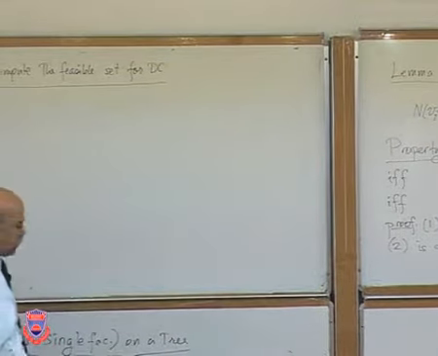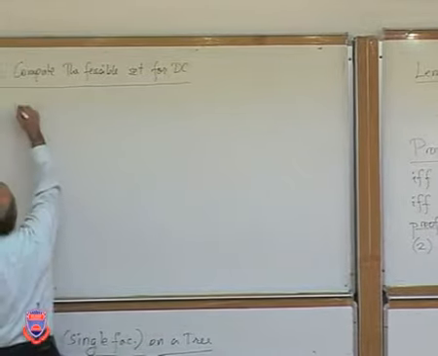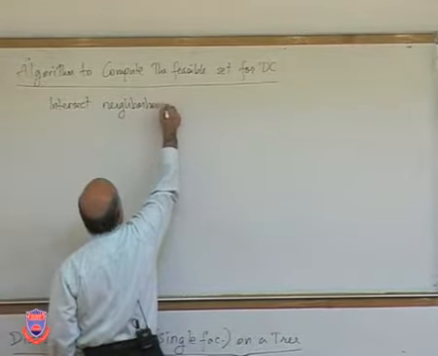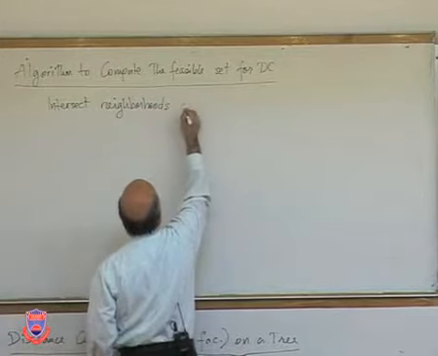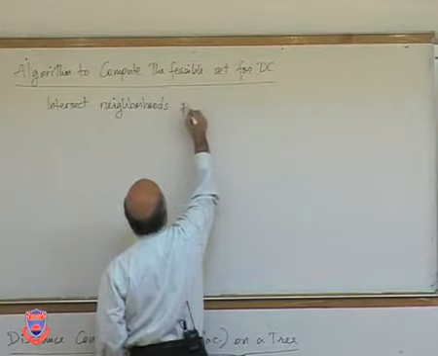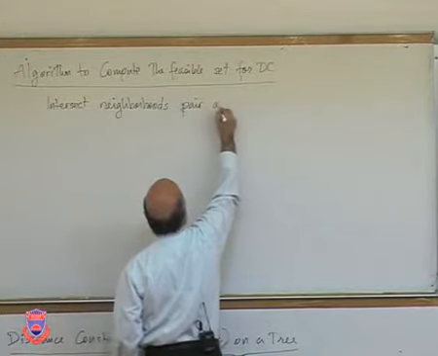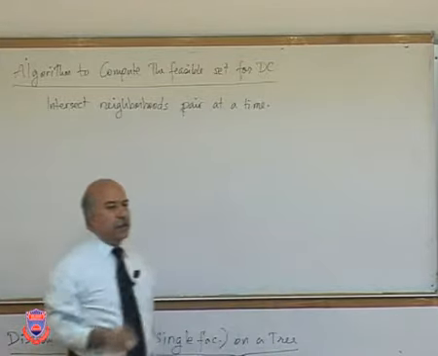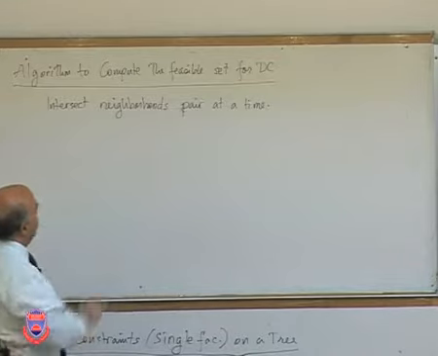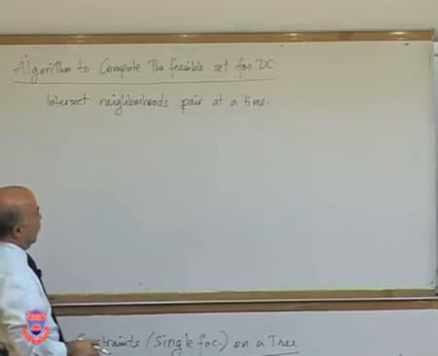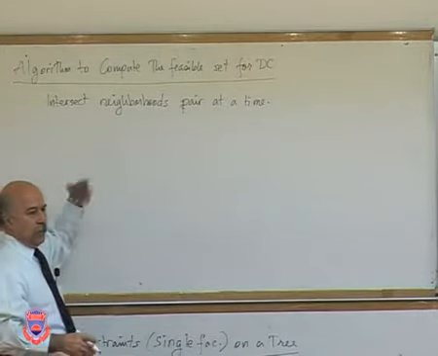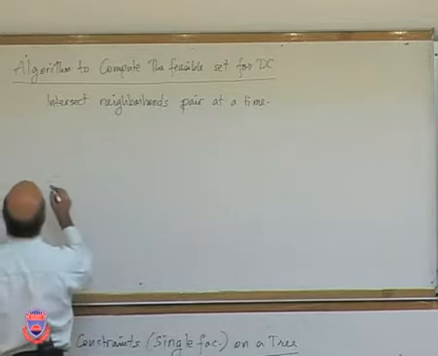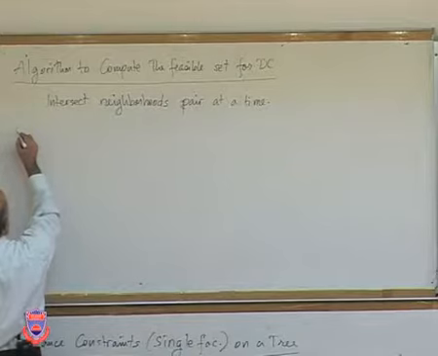So intersect the neighborhoods one pair at a time until you finally get your solution. That's the main idea. I'm going to give you the full algorithm later, but let's just suffice with the main idea now.